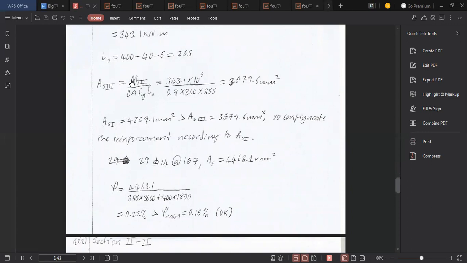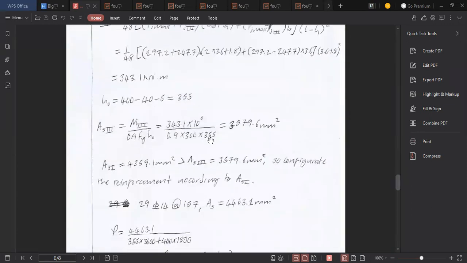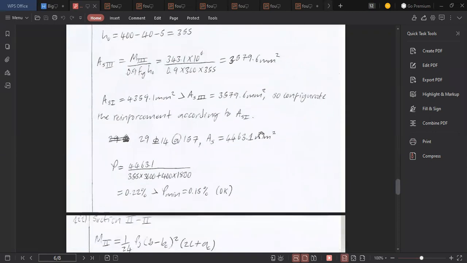We found the AS for section 1.1 here, and we found the AS for section 3.3 here. So now you choose the bigger AS. In our case, the bigger AS is the one for section 1.1. So the configuration of the reinforcement will be according to the AS, or area of steel, at section 1.1.